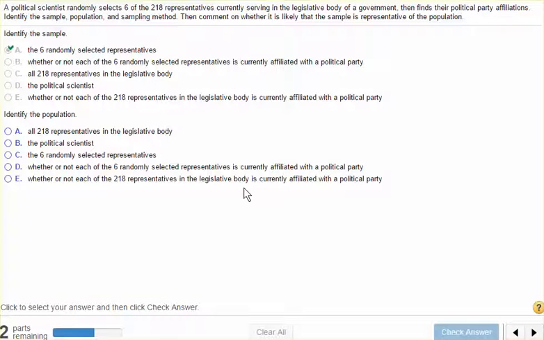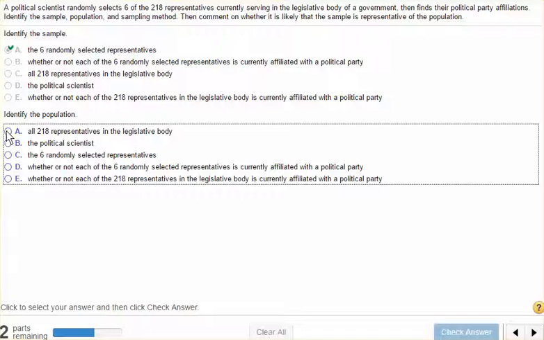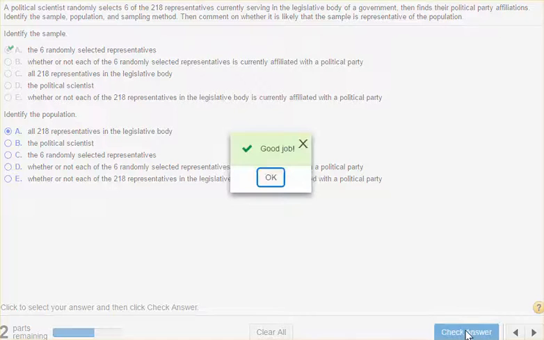And identify the population. That's the big group, the whole group. So our population at this time is the entire number of representatives in the legislative body, which is 218. Bingo.